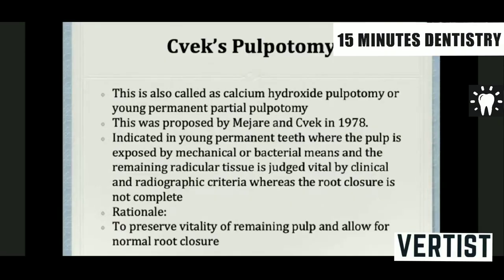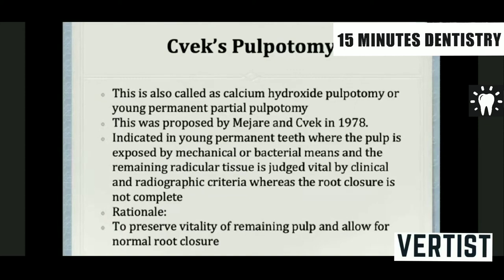It is irrigated properly and bleeding is controlled. After that, calcium hydroxide or an MTA is placed as a medicament over that, and it is restored. This is considered to be the partial pulpotomy. This is also called a calcium hydroxide pulpotomy for the young permanent tooth, or a partial pulpotomy.